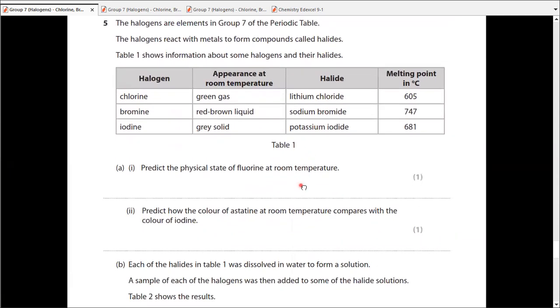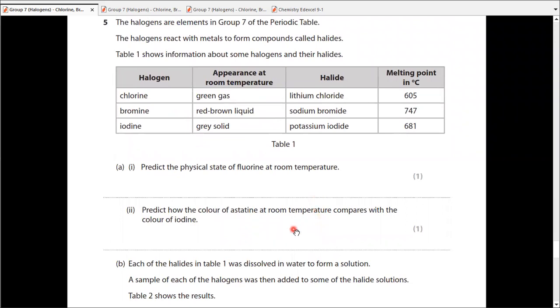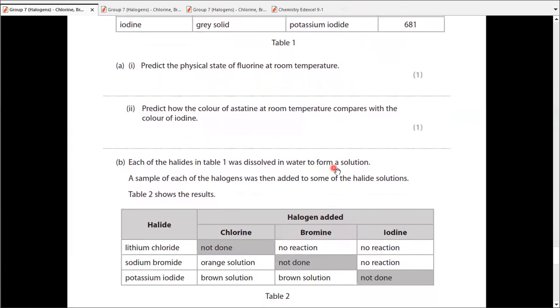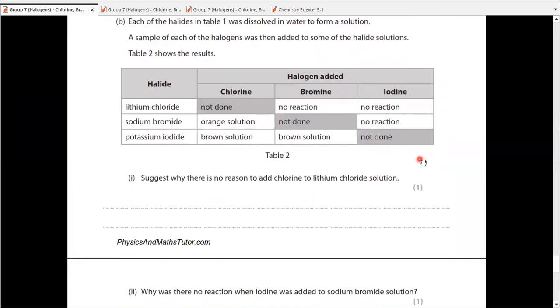Okay, question number 5, part A, 1. Predict the state of chlorine at room temperature. Gas. Perfect. Part A, part 2. How does iodine look at room temperature? So iodine is gray solid, so it would be, sir, black. Black. Good. Moving on to part B.